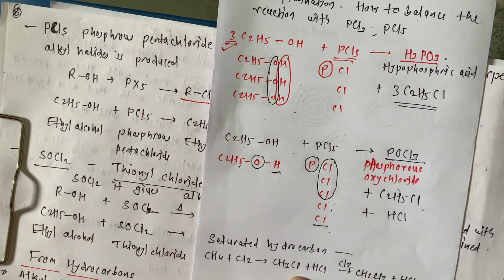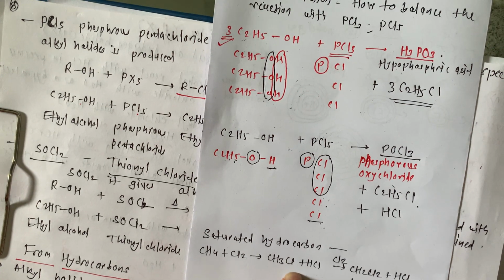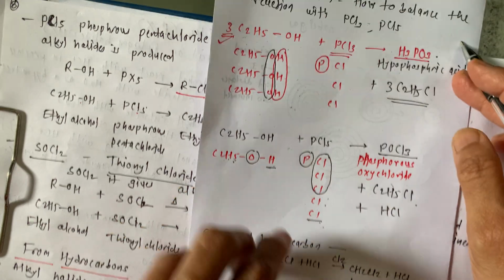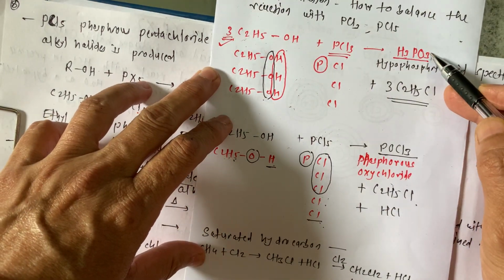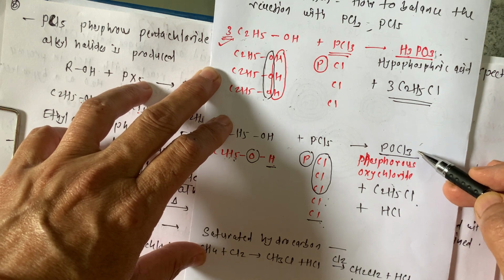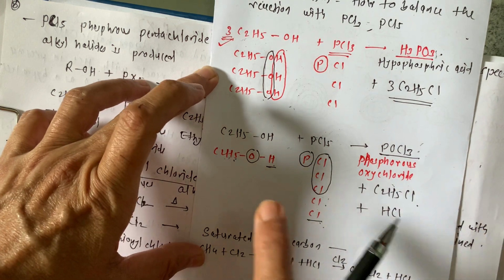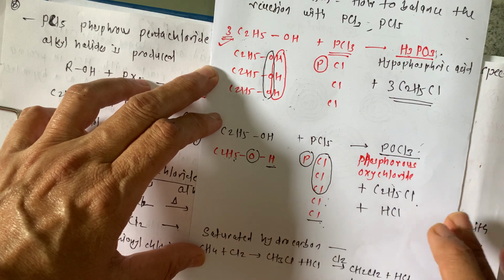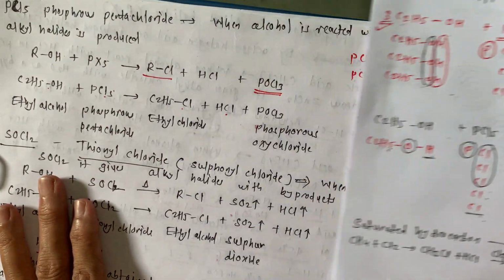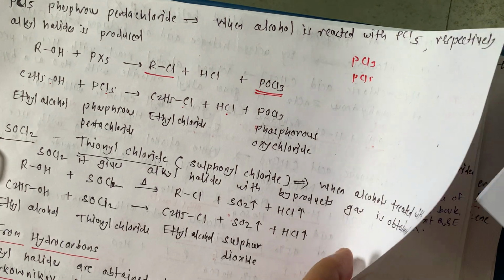Are you getting this? So you have to know how to balance the reaction by remembering some tricks. These are the tricks. You have to know H3PO3 is the byproduct, and POCl3, phosphorus oxychloride, is the byproduct, and then you can balance this reaction very easily. Okay, this is all for PCl3 and PCl5.